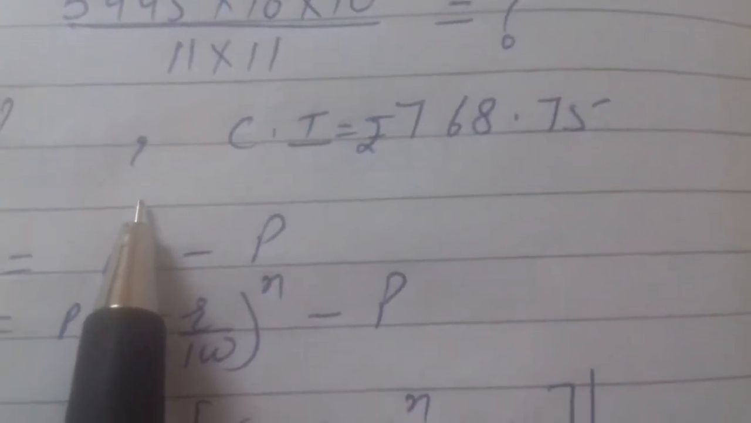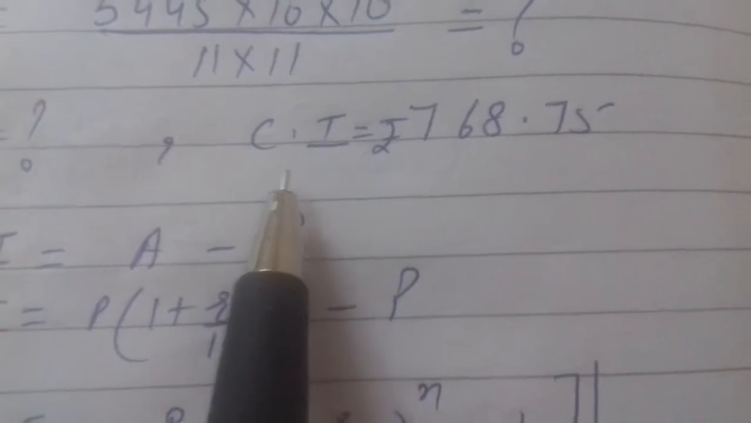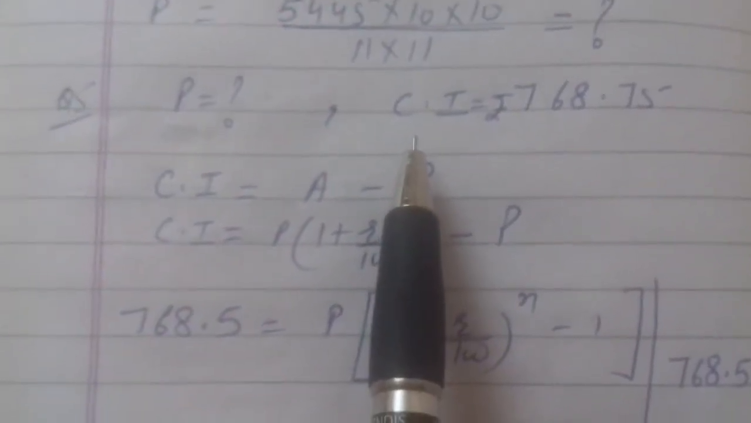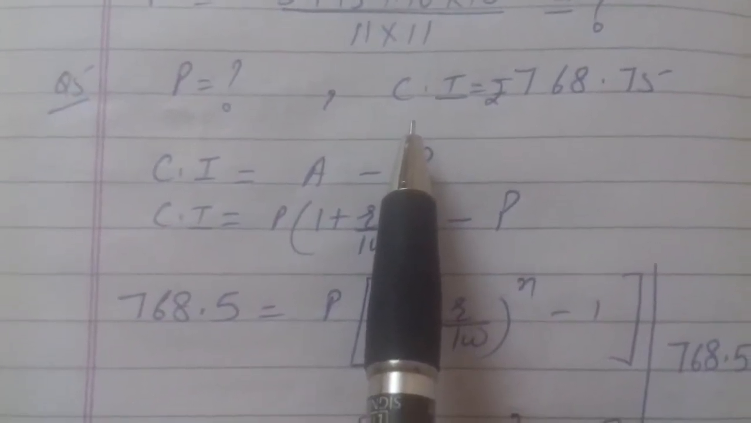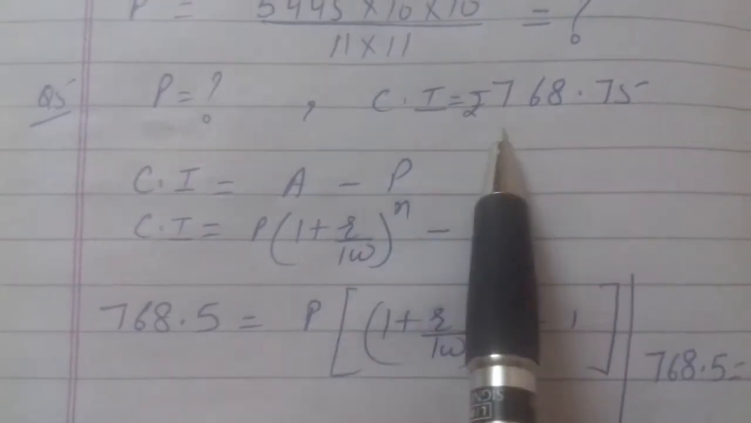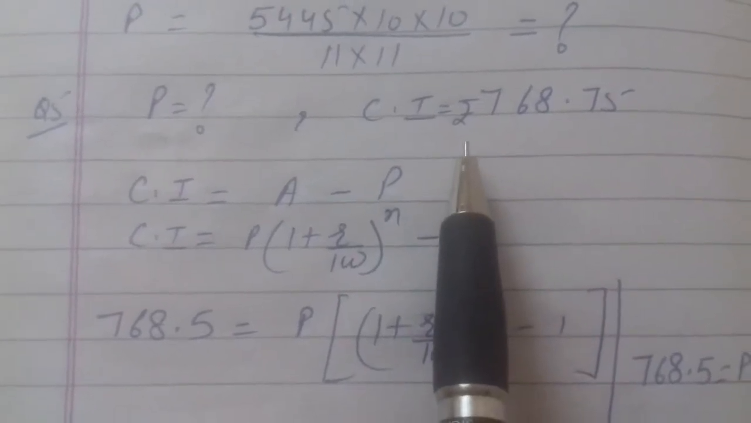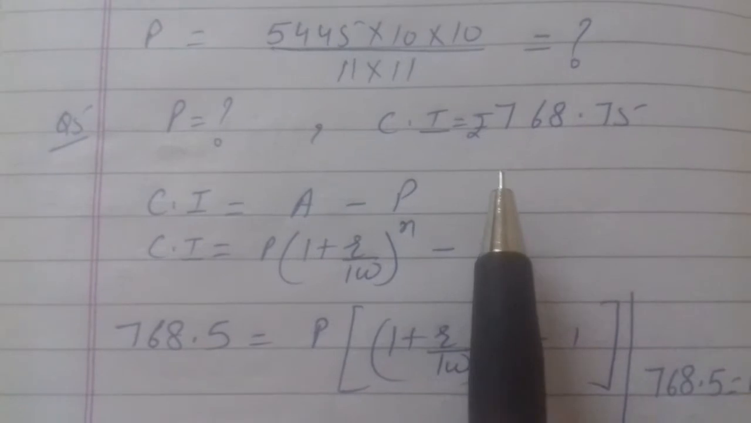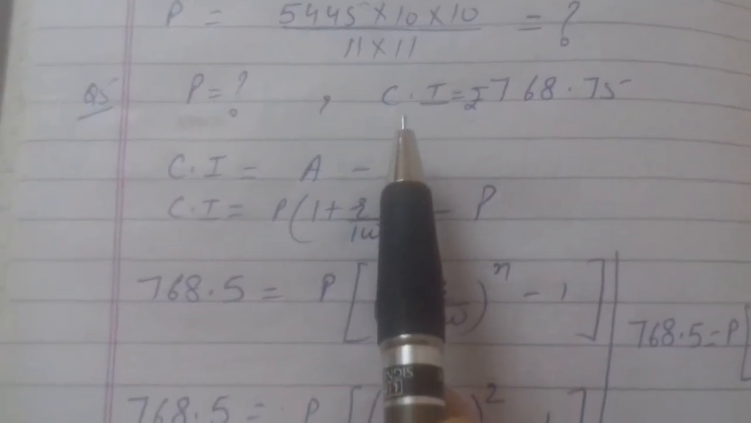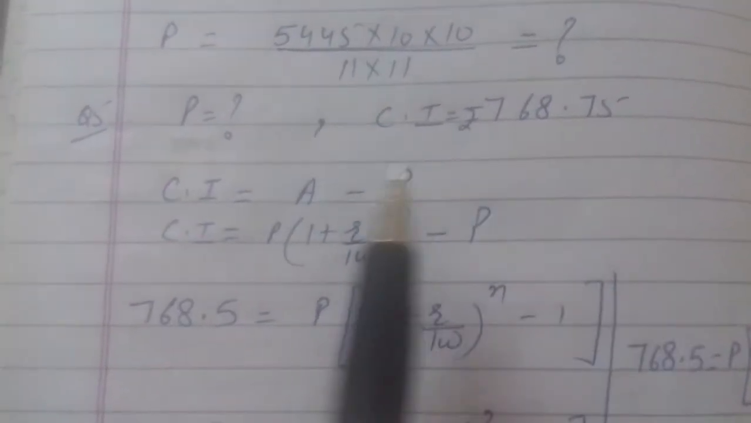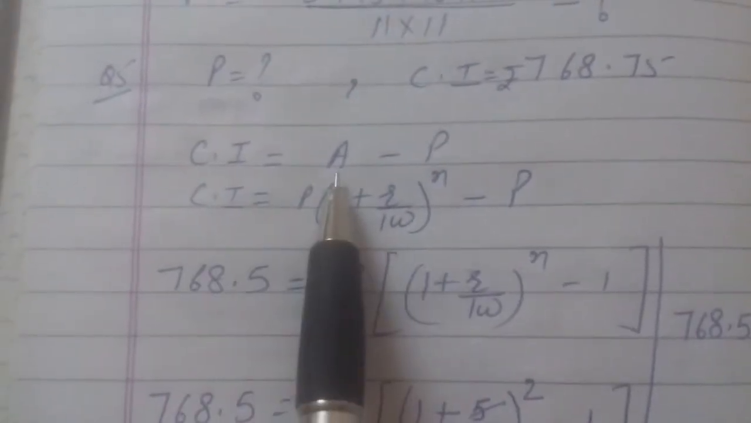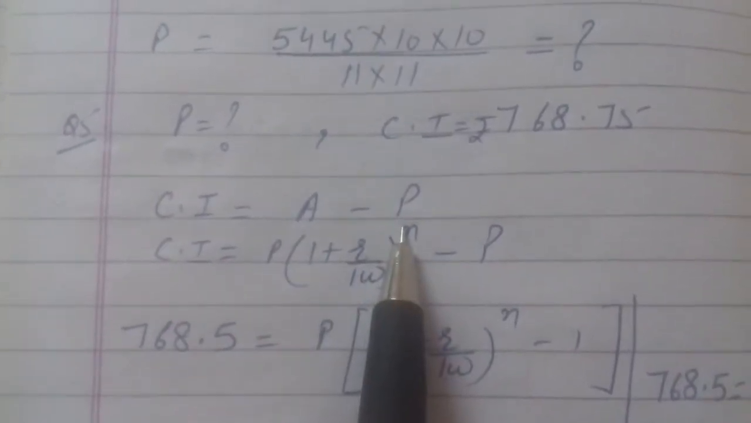Fifth question is on what sum of money, again principal is missing, will the compound interest for 2 years at 5% per annum amounts to this. Last question it was given amounts to, but here it is given compound interest. So children, read the question carefully. Compound interest amounts to, that means what is given to you? Compound interest. Okay. So you know the formula of compound interest, that is A minus P.